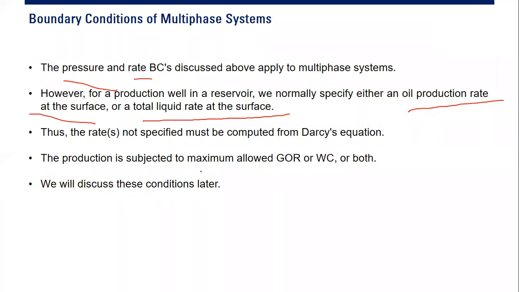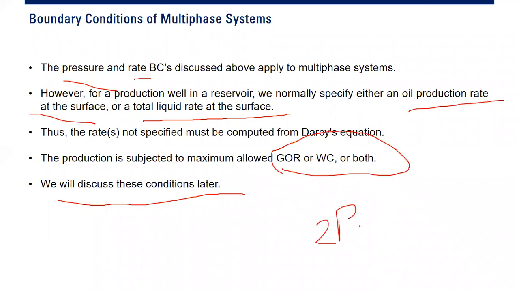Thus, the rates not specified must be computed from the Darcy equation. The production is subjected to maximum allowed GOR or water cut or both. And we will discuss these conditions later. So that's for the boundary conditions, for each phase. O, G, W.